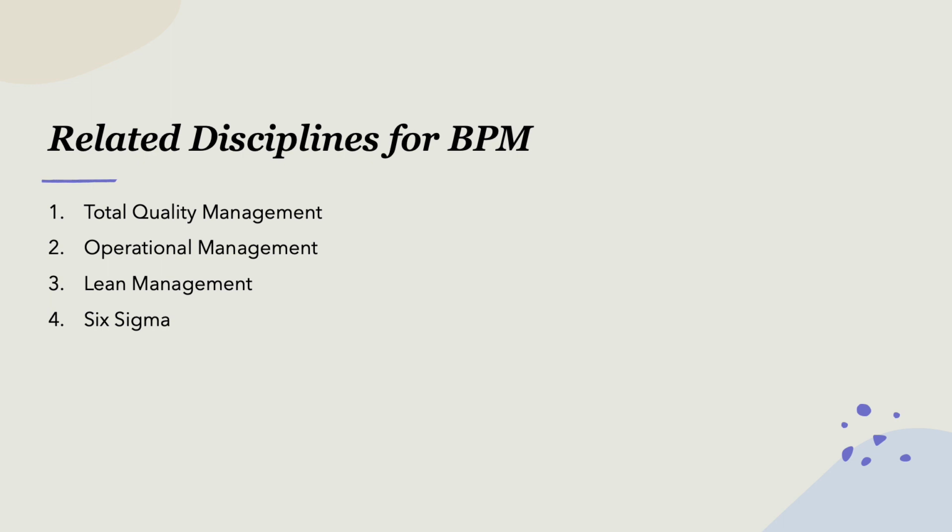Six Sigma is a data-driven approach to process improvement, aiming to reduce defects and variations in products and services. It employs statistical tools and methodologies to measure process performance. These related disciplines in BPM complement each other and contribute to the overarching goal of process optimization and organizational excellence.